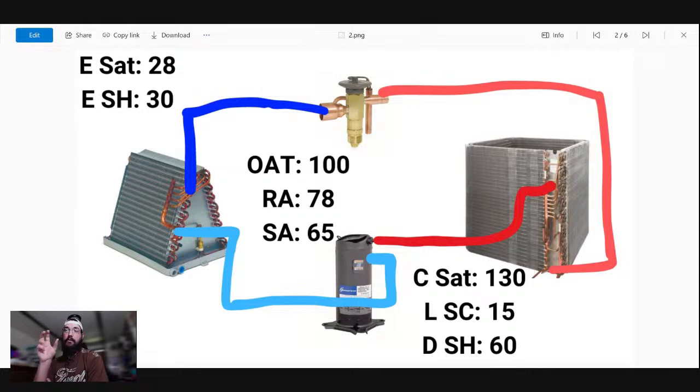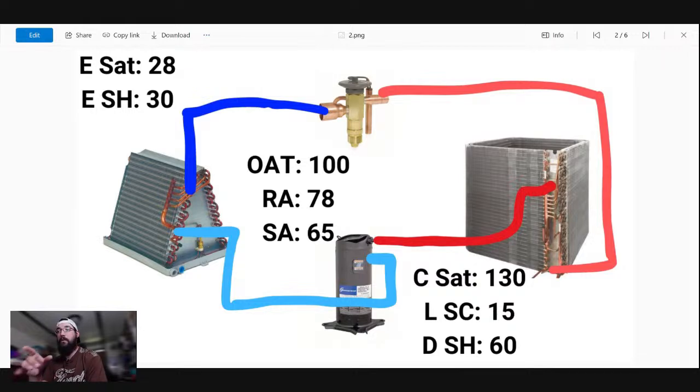We have evap saturation of 28, a superheat of 30. Our supply air is only 65. It's not that much. Our space is getting warm enough that we're up in the 78. So we've got a fairly decent load in the space. But I do see some things that do concern me.